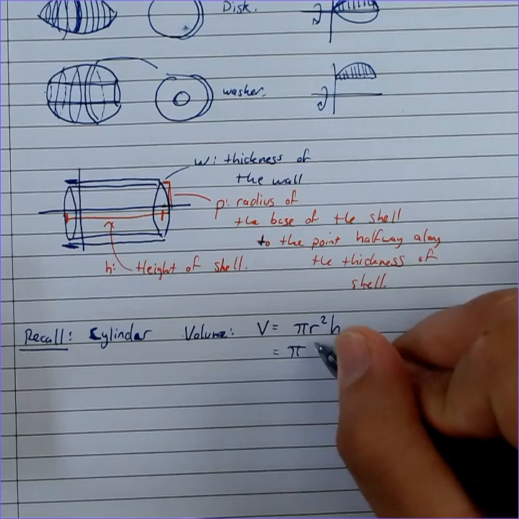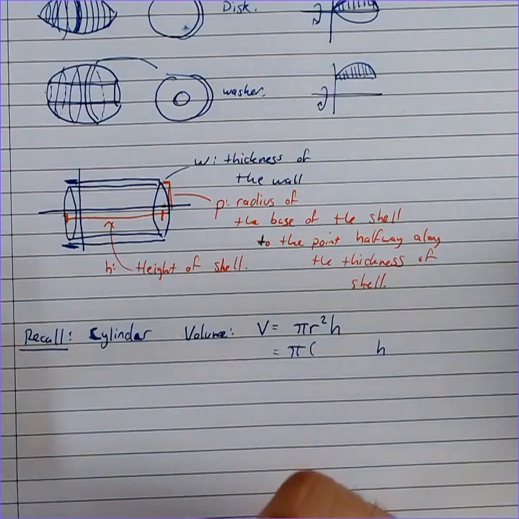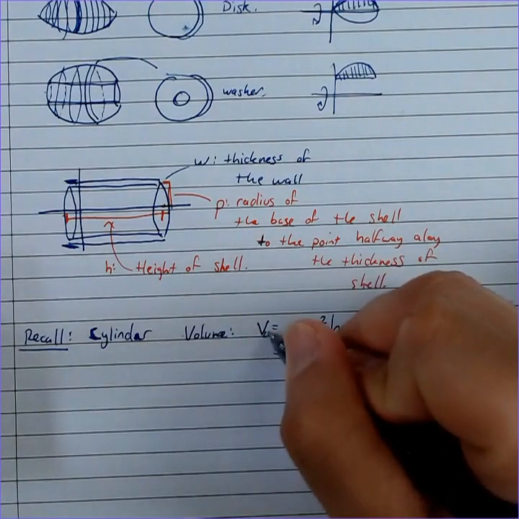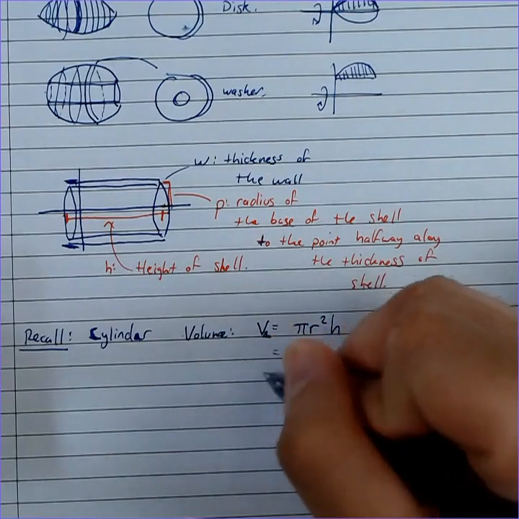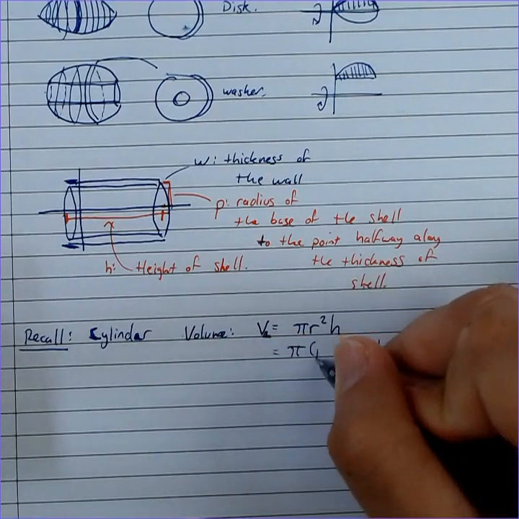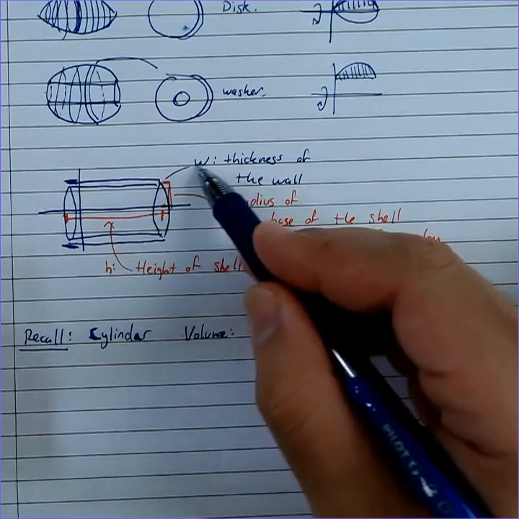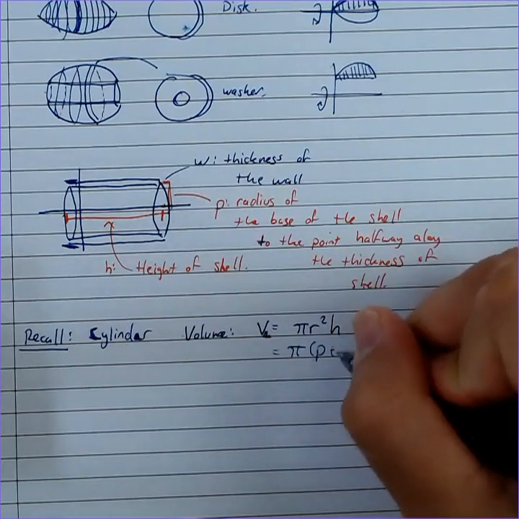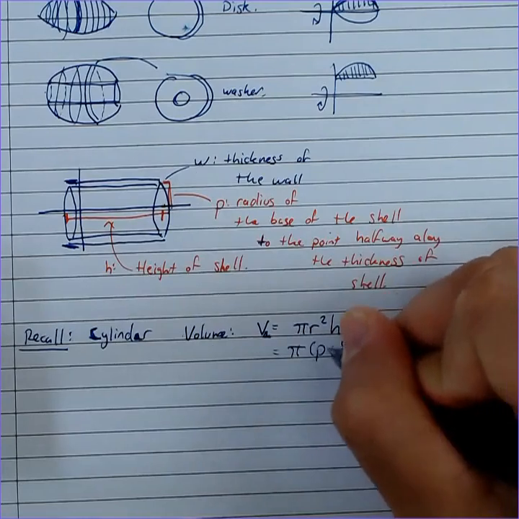So for the larger cylinder, and here I'll say VL for the large one, that's going to be P from here to here, plus that little bit extra, plus half of W, squared.